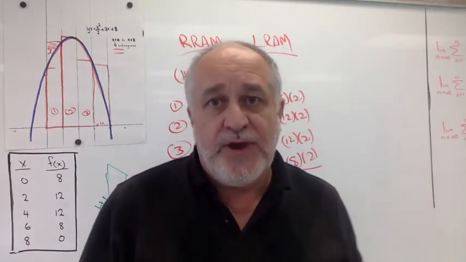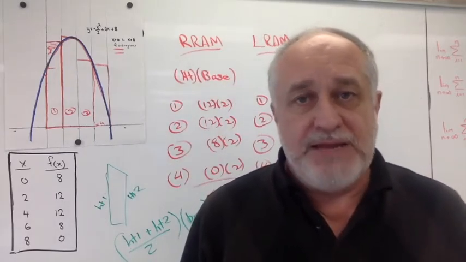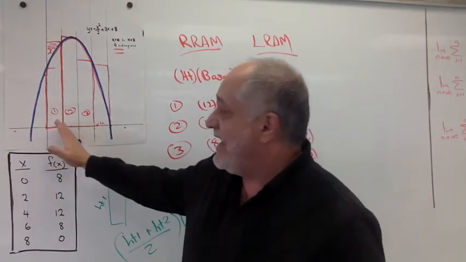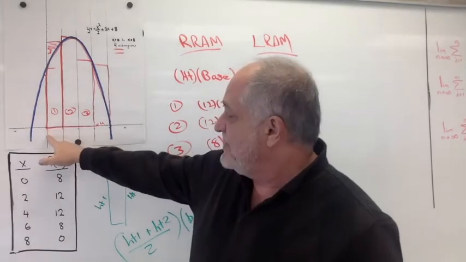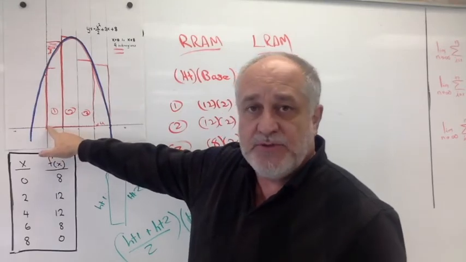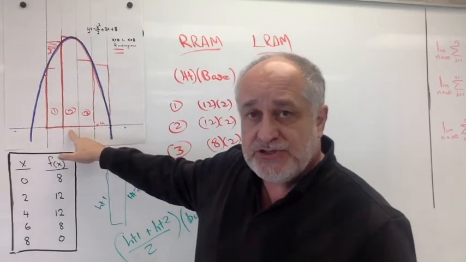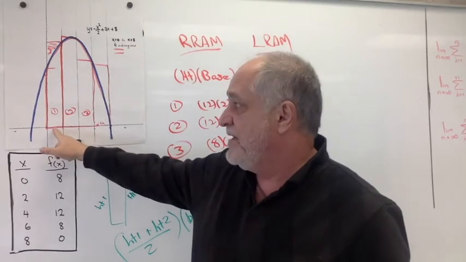Besides right and left rectangular, you can also do what's called a midpoint rectangular approximation. That is, instead of using the edges of the rectangle, for example, suppose we had the rectangle between 0 and 2. Well, instead of using the left edge 0 or the right edge 2, you use the midpoint, which would be 1.